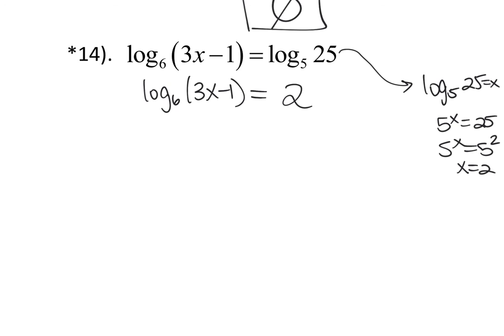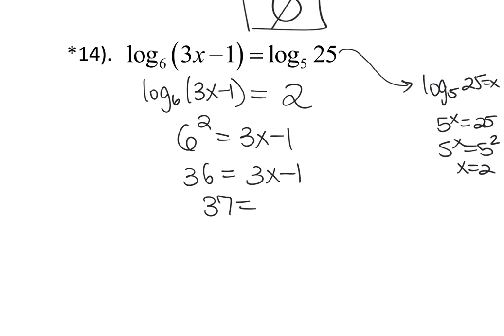Logarithm on one side, so we need to convert to exponential form. Base to my exponent is equal to my argument. 6 squared equals 3x minus 1. So as I finish this up, I'm going to get, oops, I went right to my answer there. 6 squared is 36. I'm going to add 1 and divide by 3.